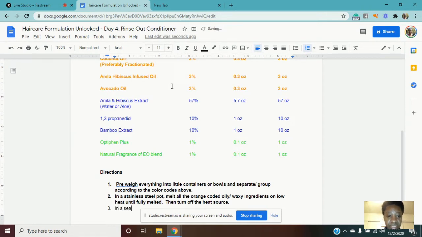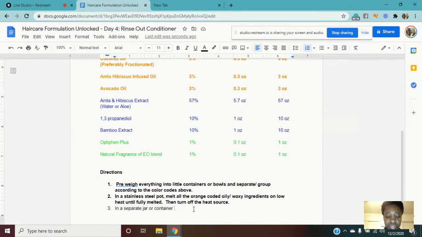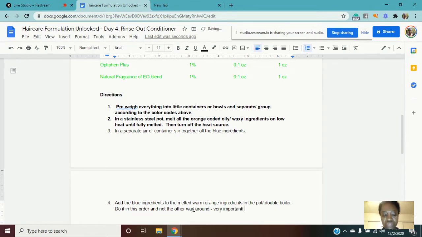Okay. In a separate jar or container, stir together all the blue ingredients. Okay. Add the blue ingredients to the melted warm orange ingredients in the pot or double boiler. Do it in this order and not the other way around. Very important. I know this is horrible grammar, but I'm just trying to not make this last too long.